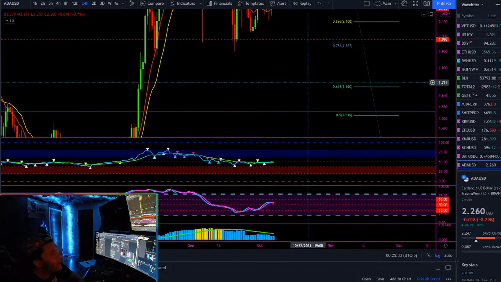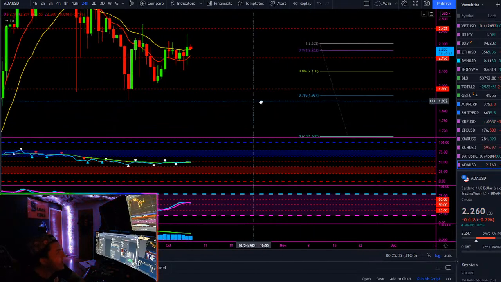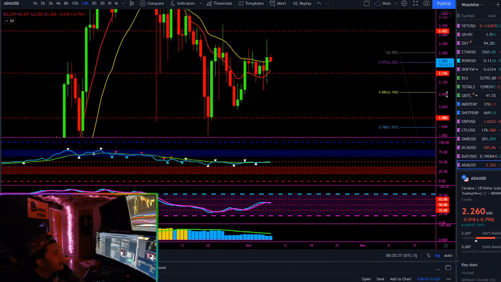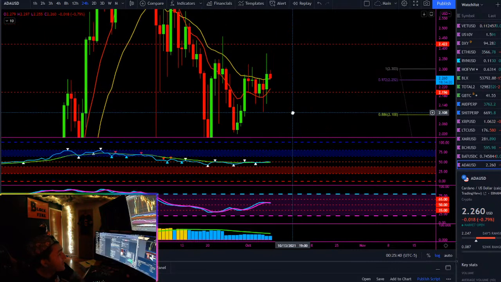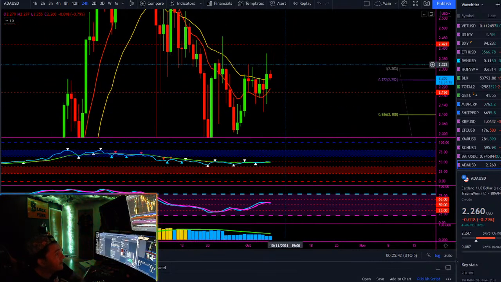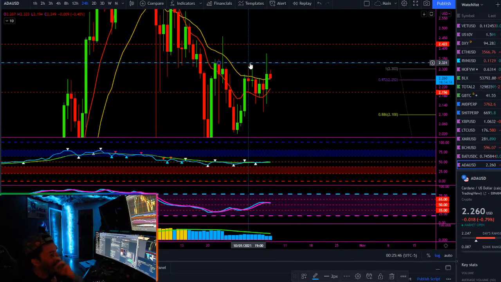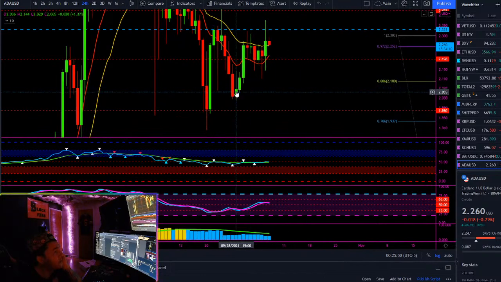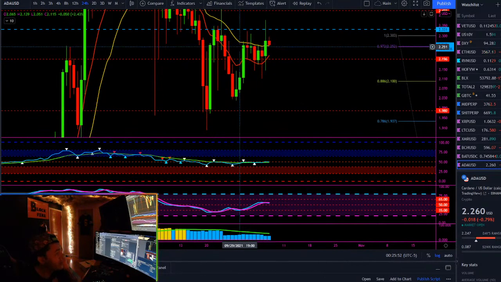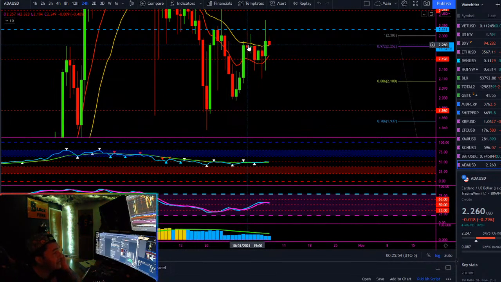Back above the 21, testing it currently. I'd say if we close above, I would be looking for a target to move back to this region here, $2.33 first and foremost. But we are coming off of a little bit of an uptrend, confirming new highs at the current moment in time. I would look at this as a little bit of a significant high.